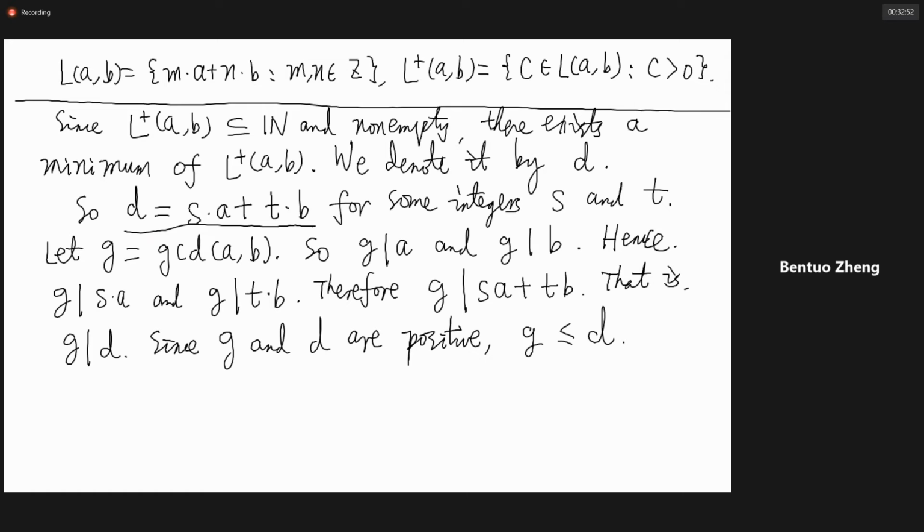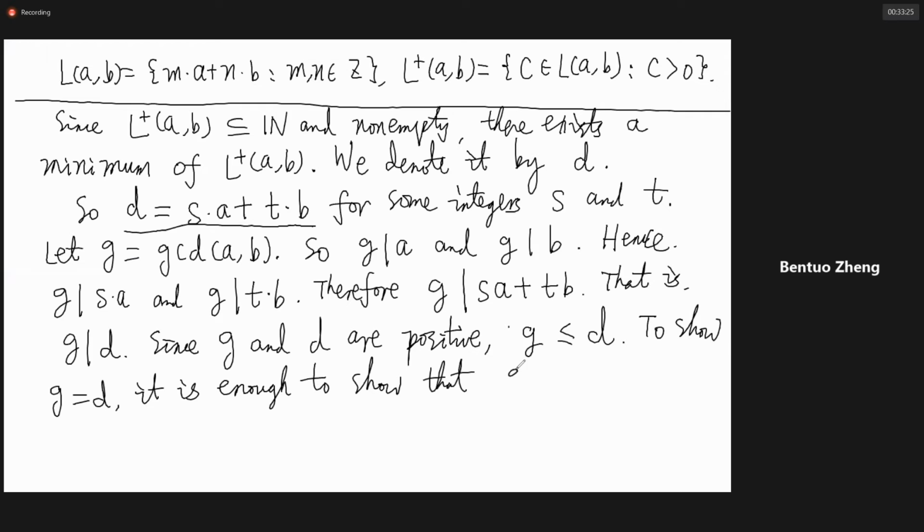In order to show G is equal to D, we want to show the other direction, that D is less than or equal to G. To show G is equal to D, it is enough to show that D is less than or equal to G.